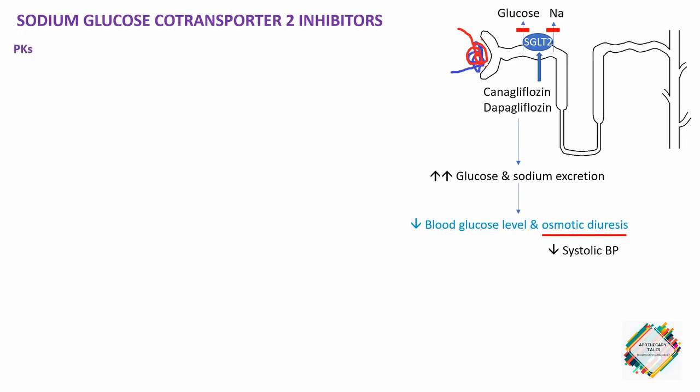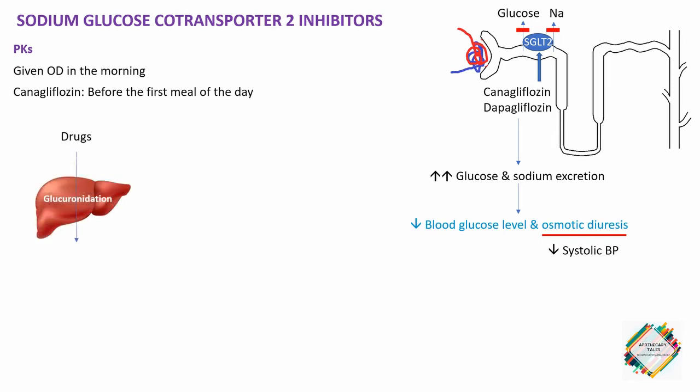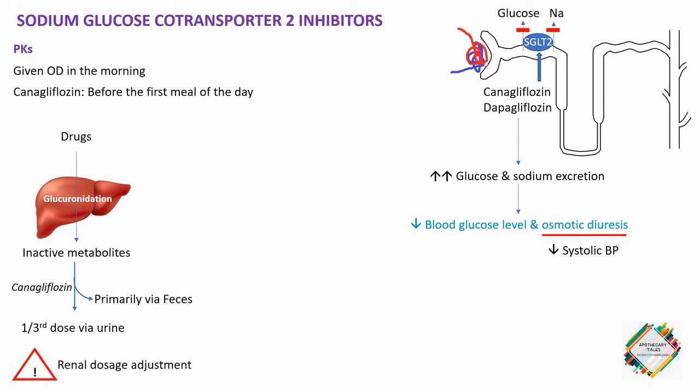Now, talking about its pharmacokinetics, these agents are actually given once daily in the morning, and canagliflozin should be taken before the first meal of the day. Both drugs are actually metabolized by glucuronidation to inactive metabolites, while the primary route of excretion for canagliflozin is via the feces. About 1/3 of a dose is renally eliminated. And these agents should therefore be avoided in patients with renal dysfunction.